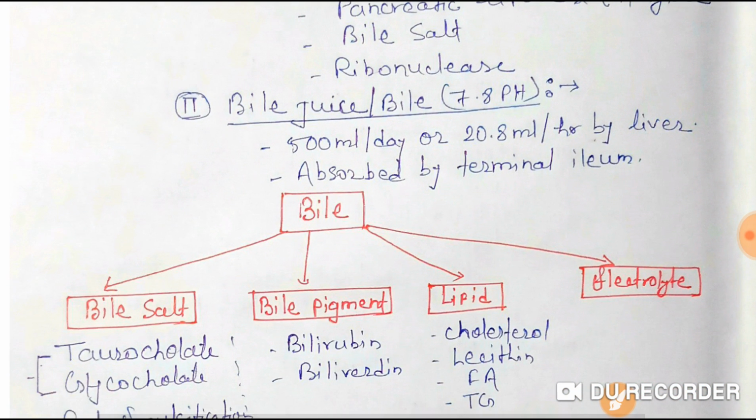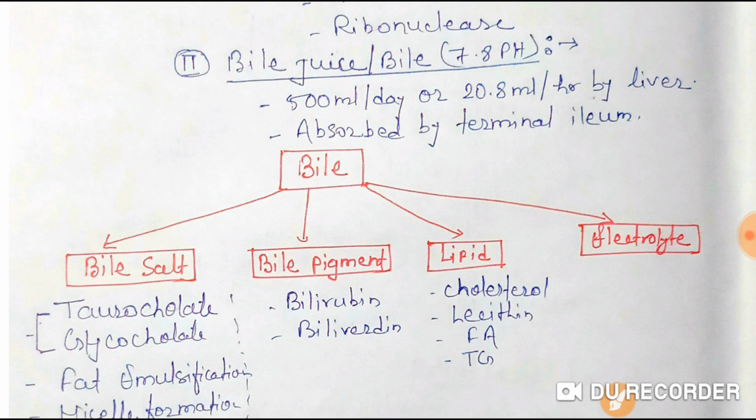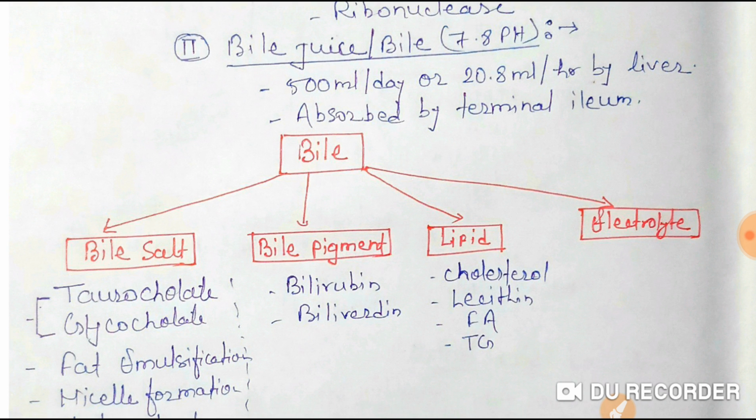Next is the bile juice. Bile juice is also called bile, and the pH of the bile juice is 7.8, and the secretion is 500 ml per day, or 20.8 ml per hour, by the liver. The bile juice which is secreted into the duodenum gets absorbed in the terminal ileum.